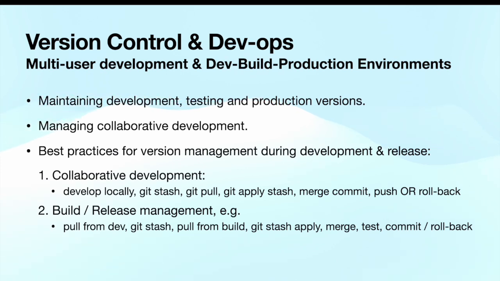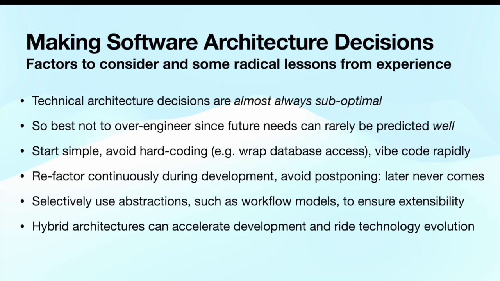Finally, some radical lessons from experience on making software architecture decisions. First, understand that technical architecture is almost always suboptimal. There's no perfect solution. Trade-offs are inherent. It's part of the fun. So, don't over-engineer. Future needs are rarely predicted well. Building for every conceivable scenario leads to complexity and cost. Instead, start simple. Avoid hard coding.